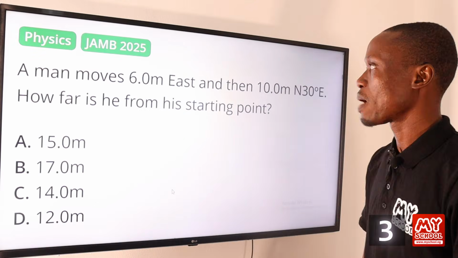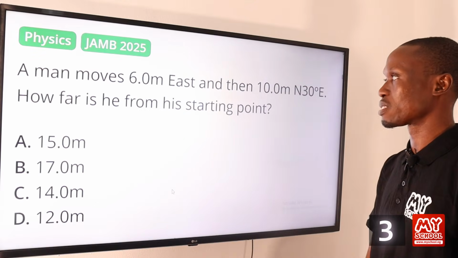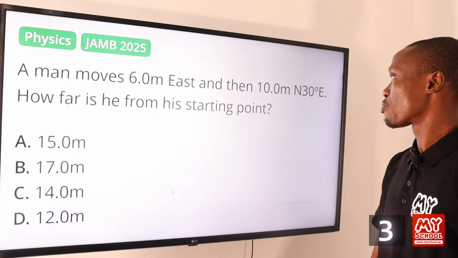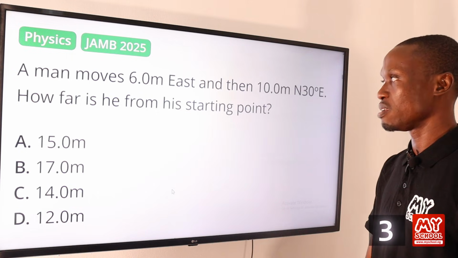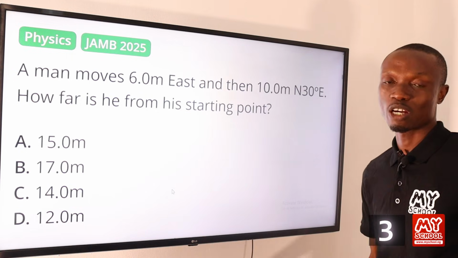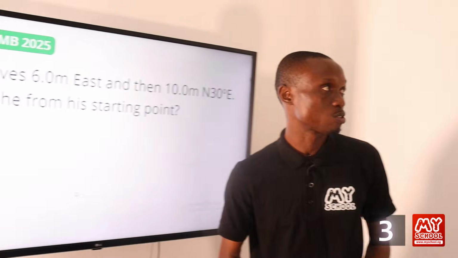Question 3. A man moves 6.0 meters east and then 10.0 meters 30 degrees northeast. How far is he from his starting point? So let's move over to the board to provide the answer to this question.